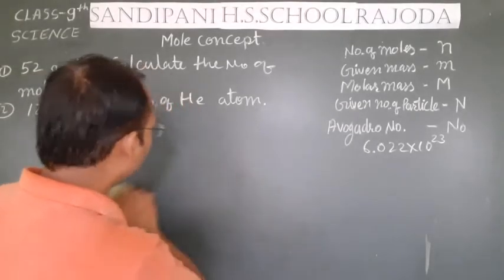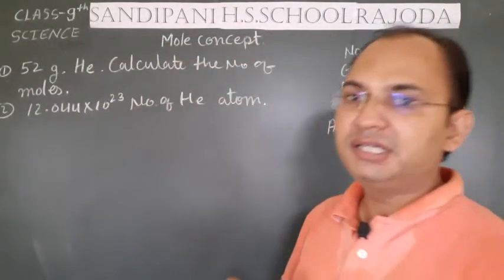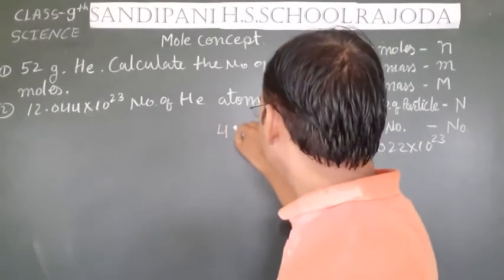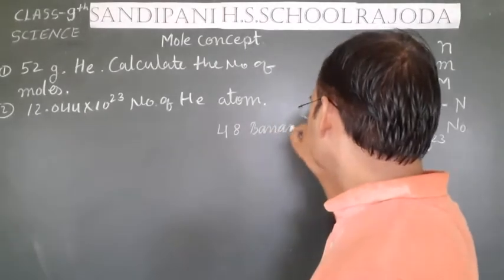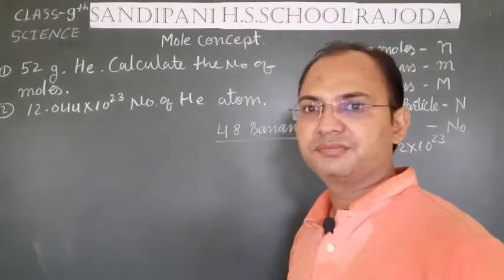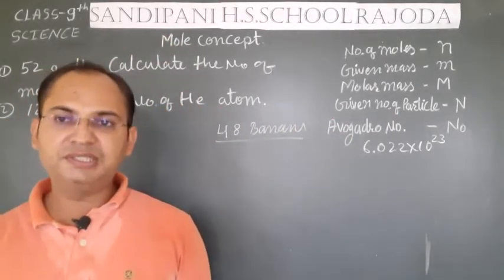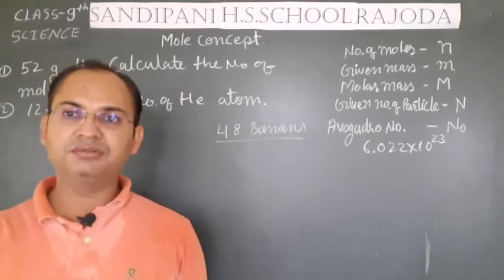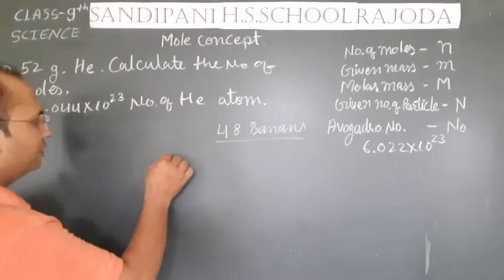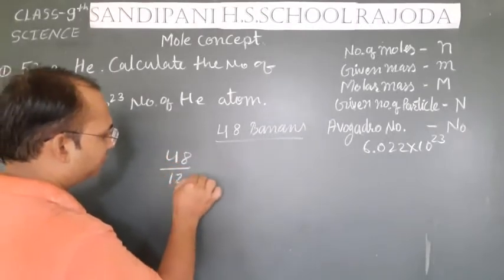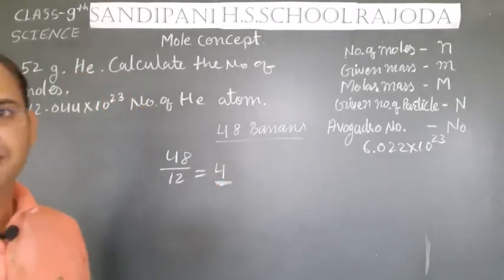Second question, if the number of particles are given. Before solving this question, students, if I ask you how many dozens are there in 48 bananas, how will you calculate that? You will simply divide it by 12, because there are 12 bananas in one dozen. So 48 upon 12, so it will be 4 dozens.